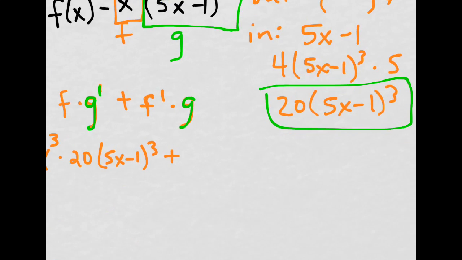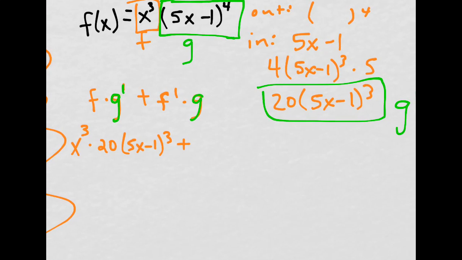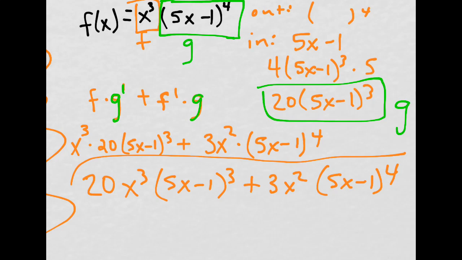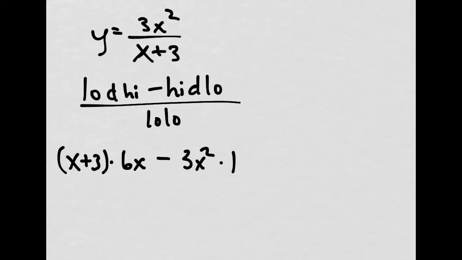Plus, we're done. I'm just making sure y'all got caught up. F prime, so I need to take the derivative of f. 3x squared times just whatever g is, which is 5x minus 1 to the fourth. Then I can combine like terms if I can, which I don't really have any. So I can just rewrite it as 20x to the third times 5x minus 1 to the third, plus 3x squared times 5x minus 1 to the fourth. And I would just write it like this. Okay, I got this one.